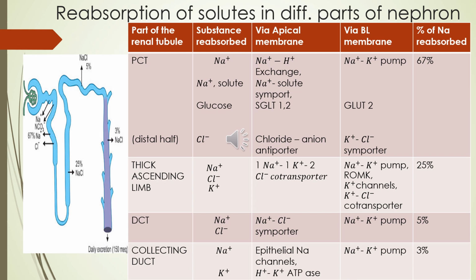And reabsorption of water, I have not given in the chart, but we know that about 67% of water is reabsorbed from the proximal convoluted tubule via aquaporin 1 water channels through transcellular and paracellular transport systems. Then from the descending limb of loop of Henle, 15% of water is reabsorbed. And DCT and collecting duct are actually not so permeable to water, but in the presence of aldosterone and ADH, they become permeable to water.